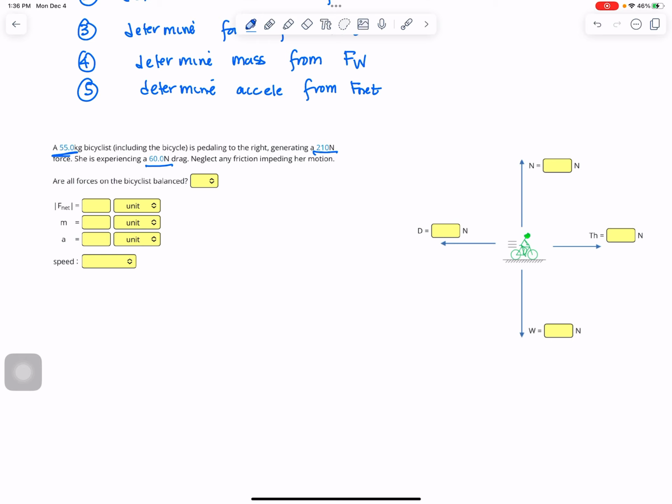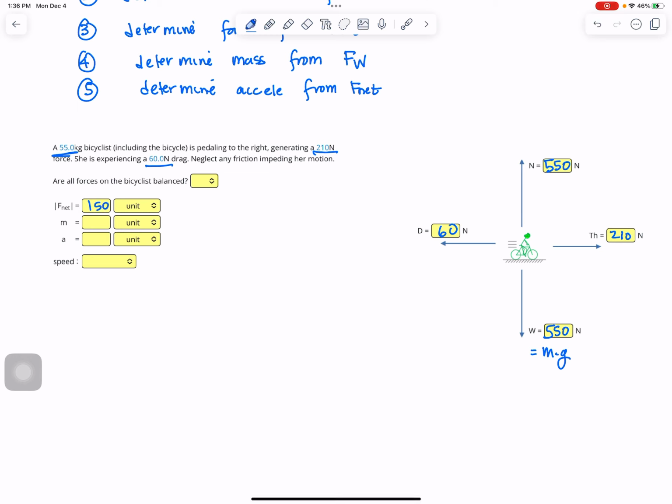So we can start filling in our diagram. She's 55 kilograms, and so this weight force is going to be m times g, and since g is 10, that means this is going to be 550 newtons. And she's not moving up or down, so that means that the normal force is 550 newtons. Her forward force is going to be 210, and her backwards force is going to be 60, because that was the drag. And so the net force, therefore, is going to be 150 newtons.